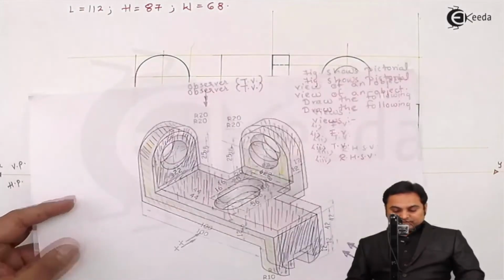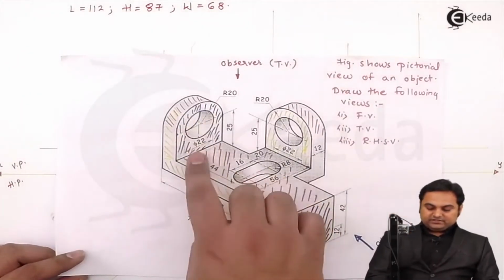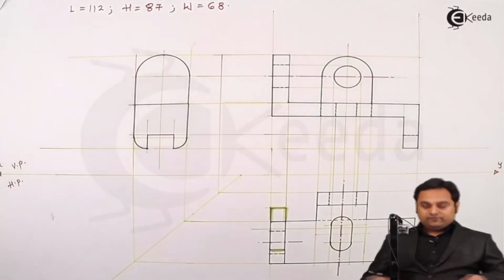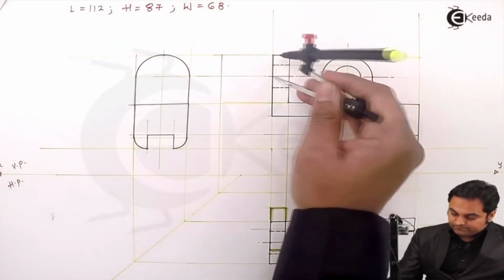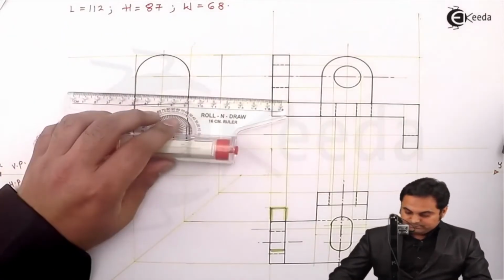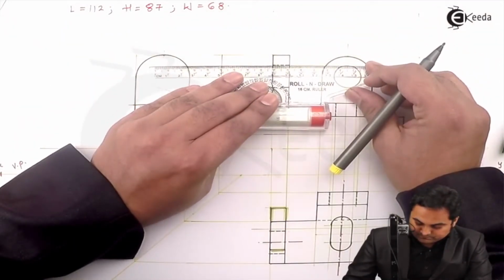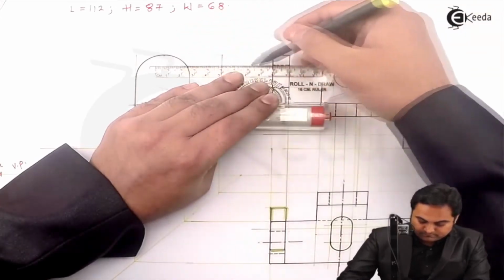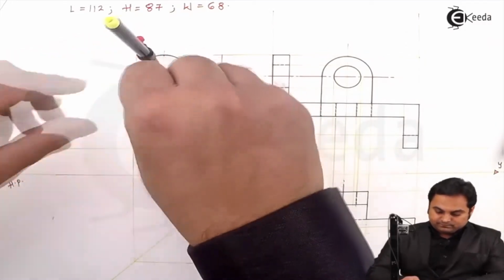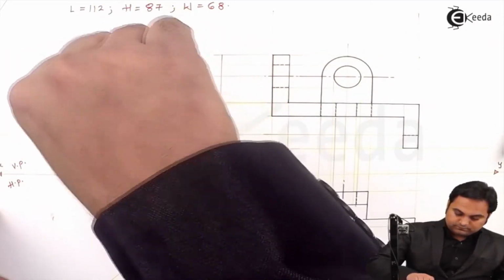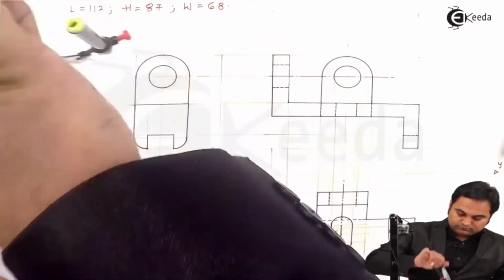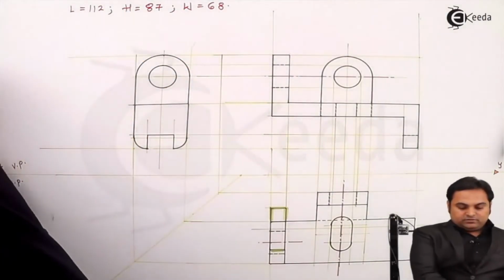Next, inside this semicircle, there is a circle of 22 mm diameter. Its radius I can directly measure from the front view, plotting it like this. So this circle is seen in the side view.